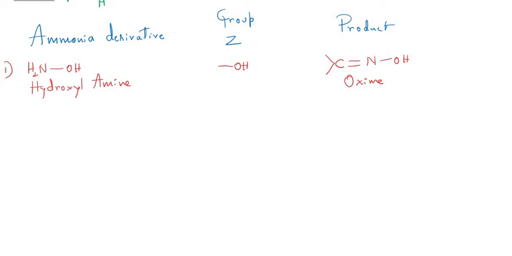Now students, in the first part I have written here ammonia derivative. So you can see that here we are having what? NH2, right? So this is NH2. One of the hydrogens is substituted by an OH group. So this OH group is nothing but what? The Z group. So that has been written here. Now this is a Z group, right? And after the reaction we are having the product here, okay, and the name of this product is called as what? Oxime. Is it clear, students?